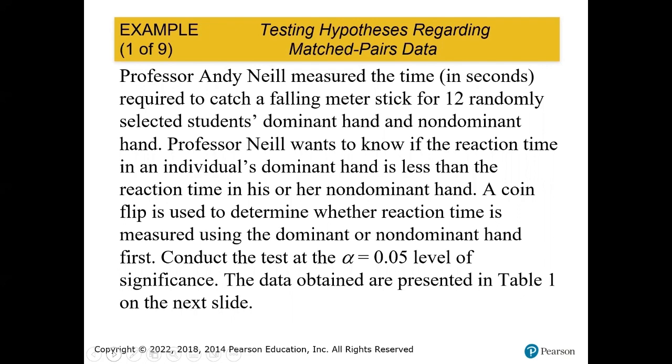So Professor Andy Neal measured the time in seconds required to catch a falling meter stick for 12 randomly selected students' dominant hand and then their non-dominant hand. Professor Neal wants to know if the reaction time in an individual's dominant hand is less than the reaction time in his or her non-dominant hand. A coin flip is used to determine whether reaction time is measured using the dominant or non-dominant hand first. We're going to conduct the test at an alpha 0.05 level of significance, and the data is on the next slide.